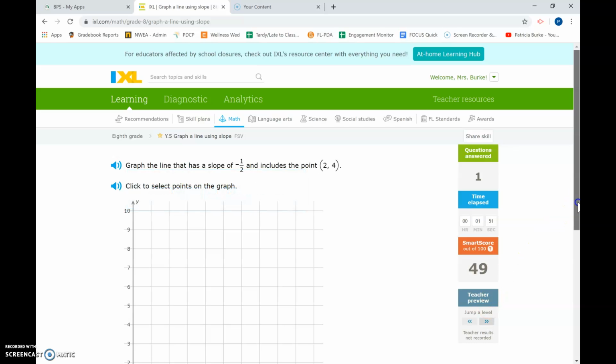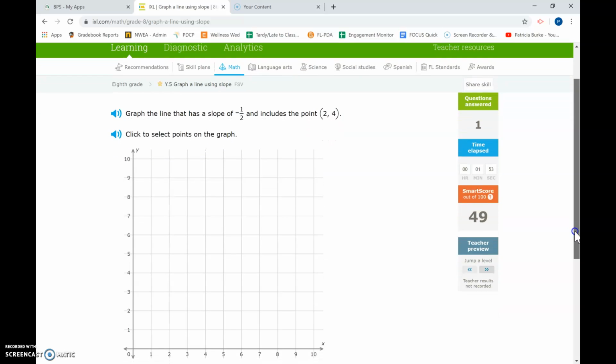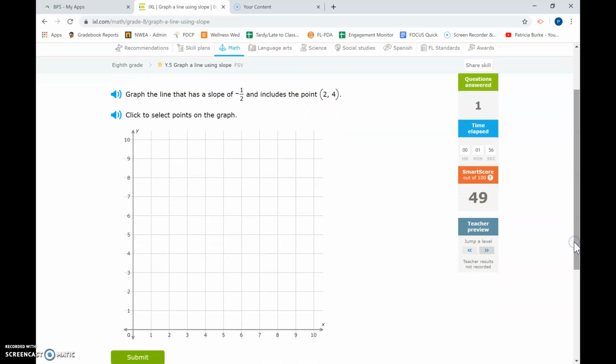Now for this one, graph the line that has a slope of -1/2 and includes the point (2, 4). Remember, this is x, y. So our x is laying here horizontally, and your y stands up and down on one leg. So we have (2, 4) right there. Click on that point.